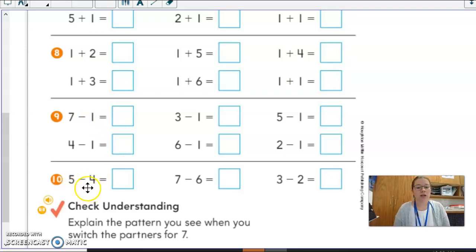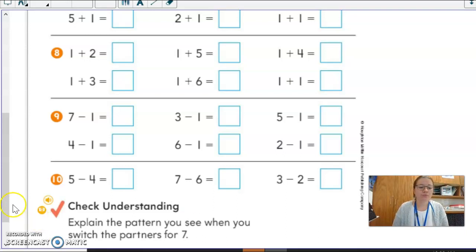And in number 10, I see that we're taking away again, and we're doing 5 take away 4, 7 take away 6, 3 take away 2. And those are going to end up to all be the same number. So if you want to use fingers, 5 and take down 4 of them, how many do you have left? Or if you want to have 7 fingers and you take down 6 of them, 1, 2, 3, 4, 5, 6. You just have 1 left. Or 3 and take down 2 fingers, 1, 2. You just have 1 left.